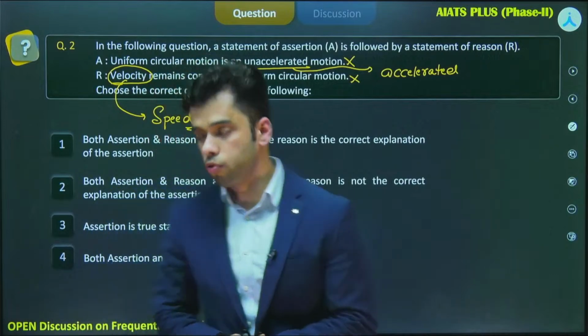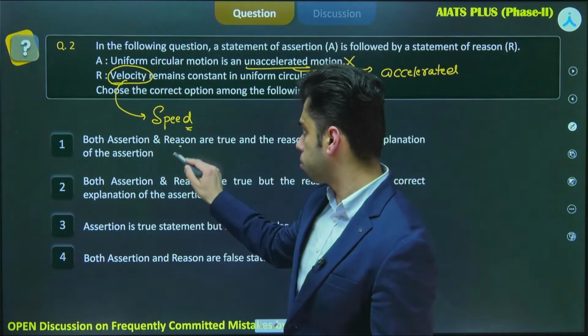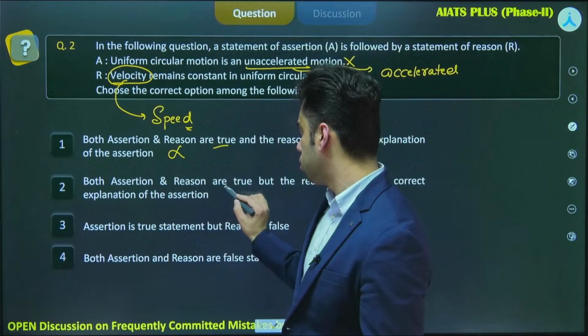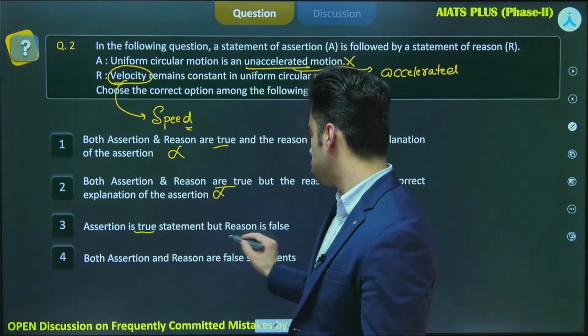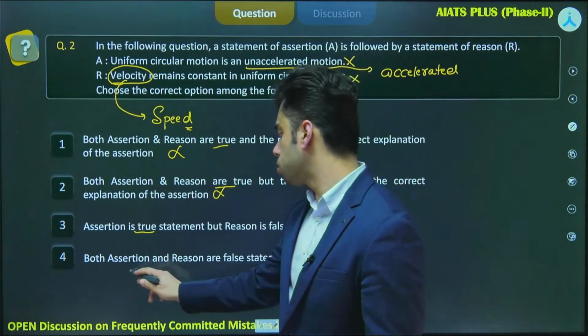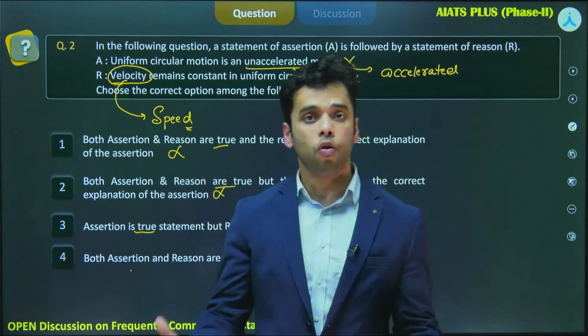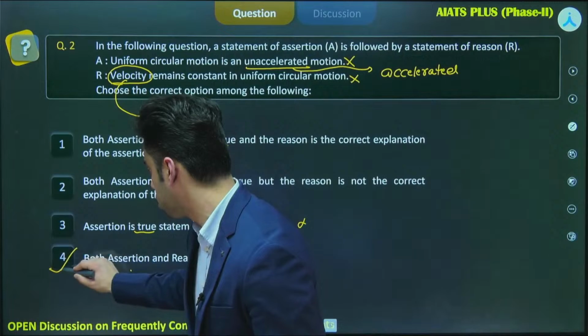Now let's move towards the options. This option is wrong because they say both are true. This one is also wrong because they say both are true. This says the assertion is true, reason is false, which is also wrong. Both assertion and reason are false statements. Obviously, the correct answer to this problem is option 4.